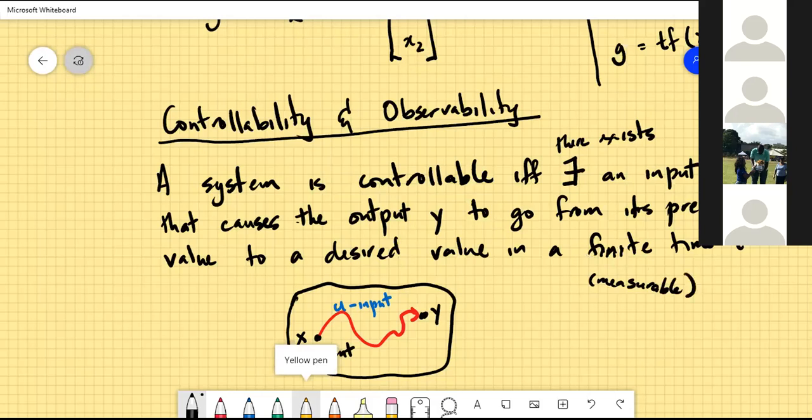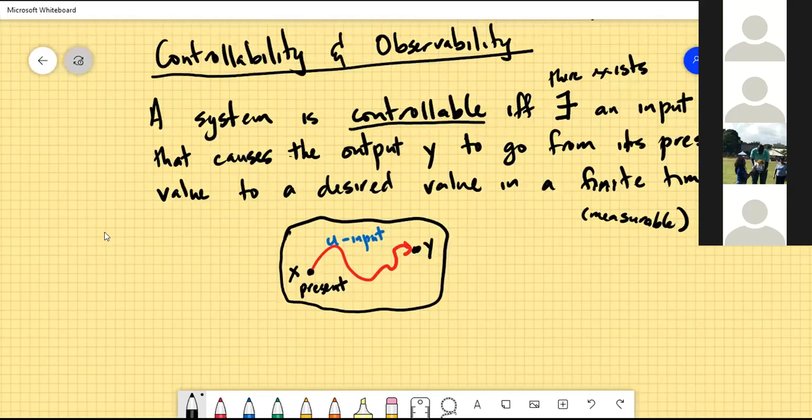So this definition of controllability talks about any system. It is controllable if and only if there is some input that can carry us from the present state to the desired state in a finite time. If we can't find any input to carry us to the desired behavior, then that system is uncontrollable.